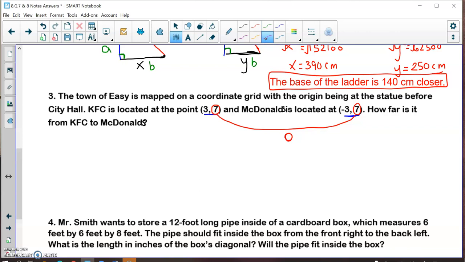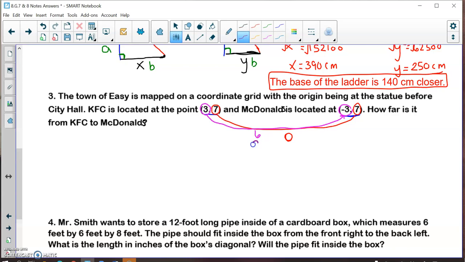And from your run, that's a difference between your x values. From a 3 to a negative 3, that's a difference of negative 6. But remember, side lengths on a right triangle can't be negative, so we're going to take the positive version of negative 6, and it's just a difference of 6 here.